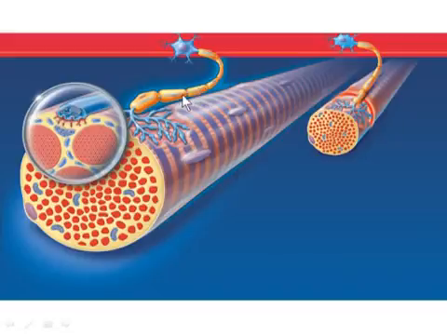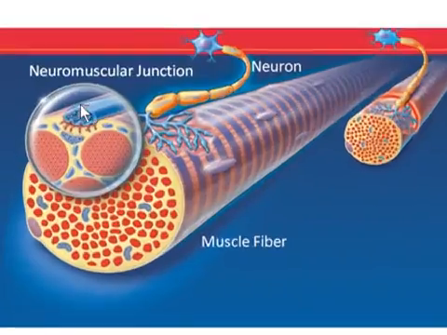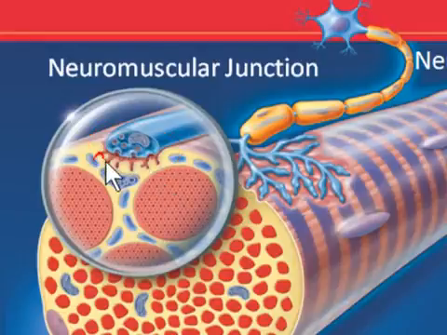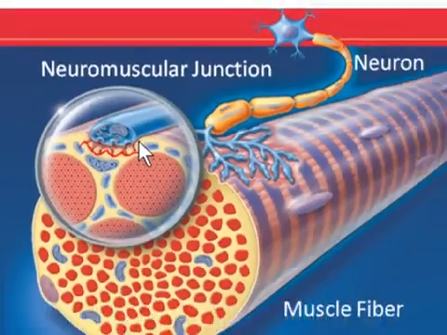Let's look at the relationship between a motor neuron and one muscle fiber. Electrical impulses or action potentials from the neuron are passed to the muscle fiber at a specialized structure called the neuromuscular junction. In the enlarged area, note that the membranes of the motor neuron and the muscle fiber are very close, but they don't actually touch.